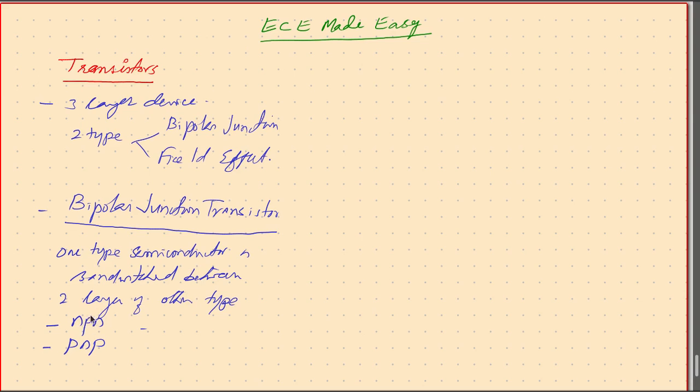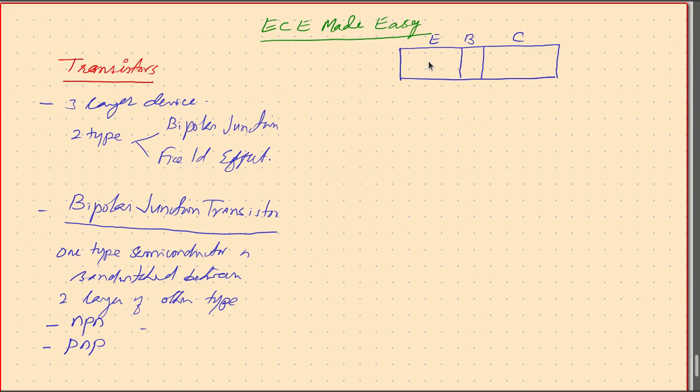It may be two n layers and between one p layer, or a n layer sandwiched between two p layers. Something it looks like this if you want to understand the working of it. So the three layers are called the emitter, base, and collector.